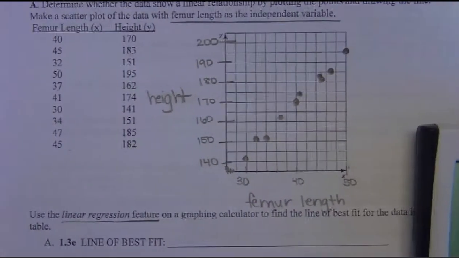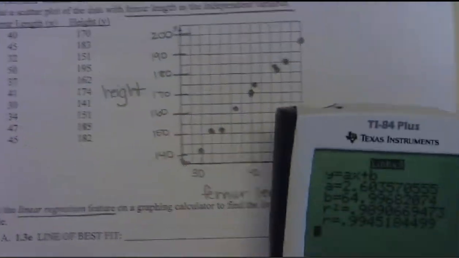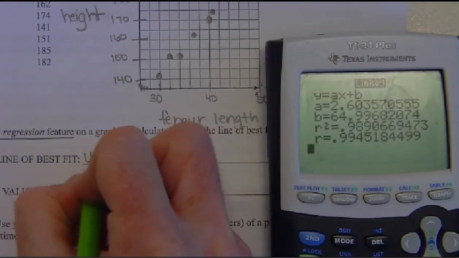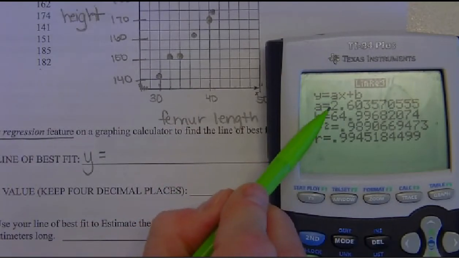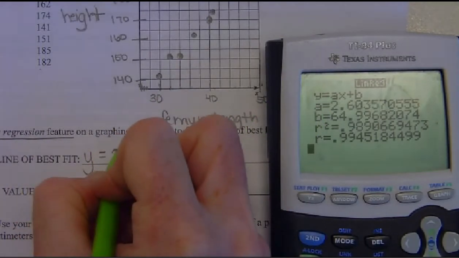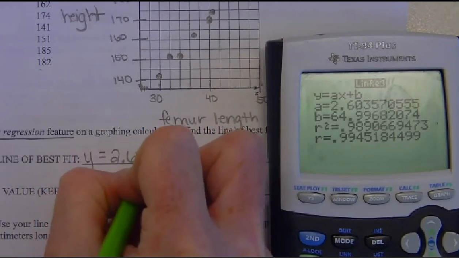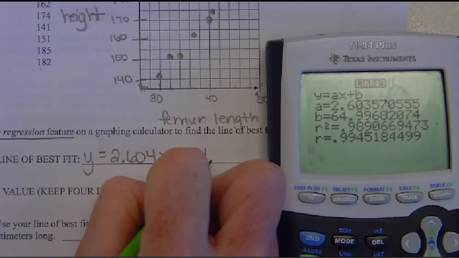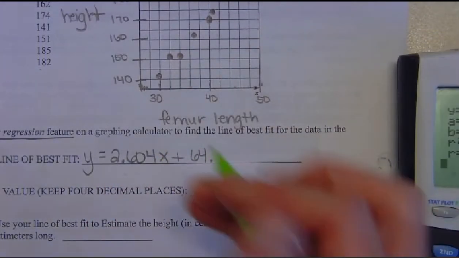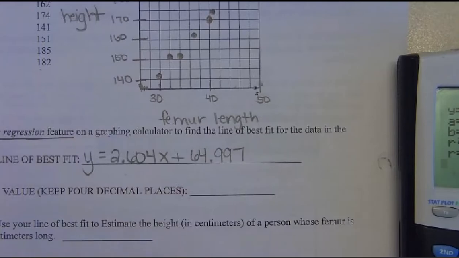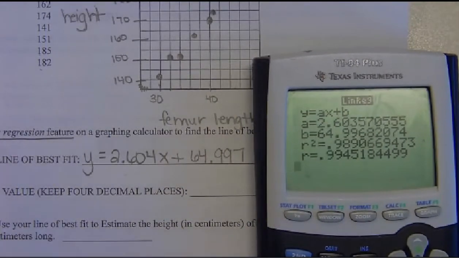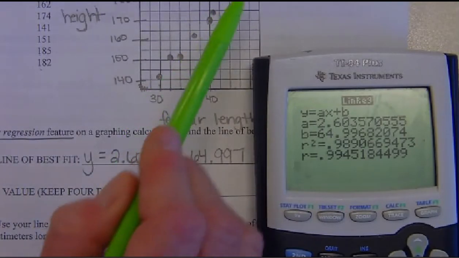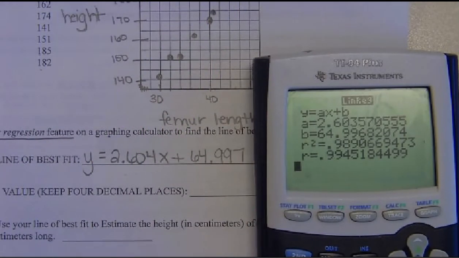So our linear regression for this data is y equals my A, which in this case is the slope. I'm going to leave 3 decimal places, 2.604x, and my B is my y-intercept, so plus 64.997. And that is our equation for our line of best fit. So the calculator just took all of those values and calculated the best fit line for that data set.